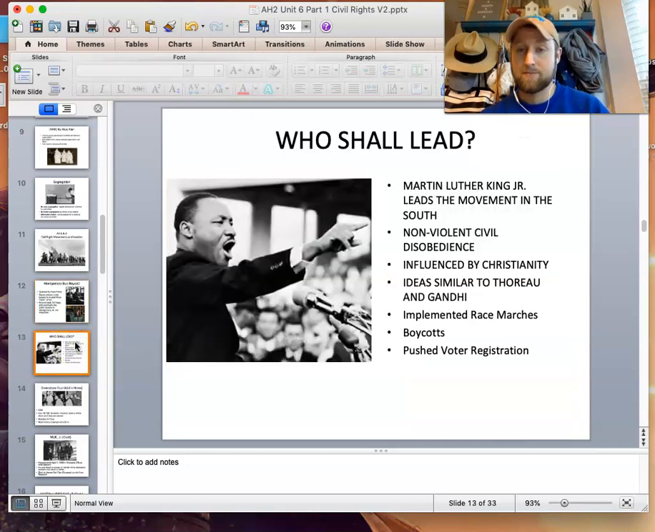So who shall lead? Martin Luther King is the face of the civil rights movement. He's not the only important person here, but he defines what civil rights is, in particular in the late 50s into the 1960s. He has a coalition of people, black and white, who are willing to fight for the cause of civil rights and equal treatment among African Americans in the United States. Civil disobedience means peaceful protest, so he's doing things like sit-ins, boycotts.